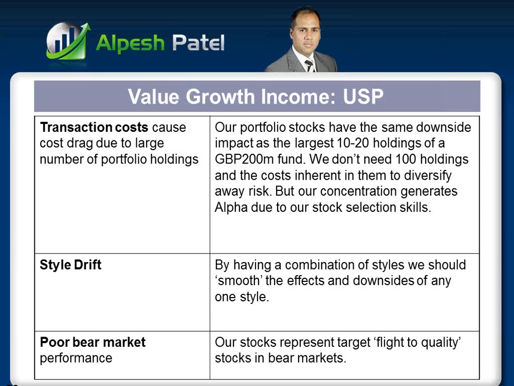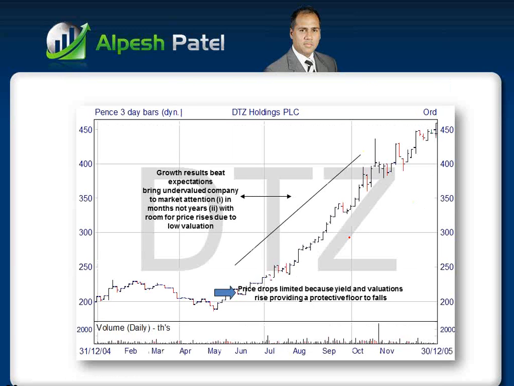In other words, those stocks producing good growth, good earnings, and which are undervalued. The problem with traditional funds is, because they've got 100 holdings, how can they fly to quality? Because they've got everything in there. We are going to stick to about 14, 15 stocks, and I'll show you why in a second.